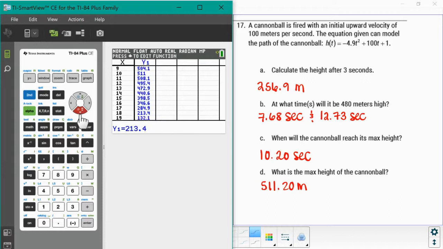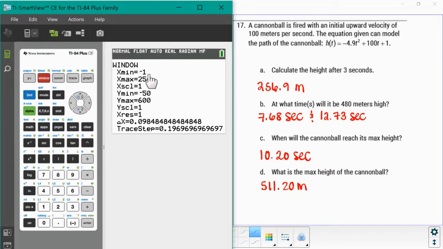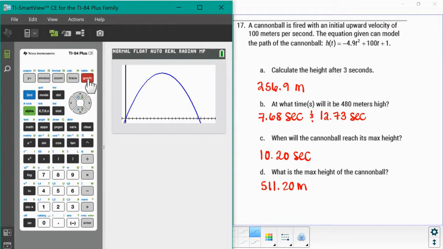And then the next thing I like to notice is when do my y values become negative? They become negative at x equals 21. I'm going to go ahead and make my x max 25. So I have -1 to 25, and then I have -50 to 600. Just to give myself a little bit of cushion to make sure that I see all of those key points when I hit graph. And look, I see my starting point, my maximum, and my ending point.